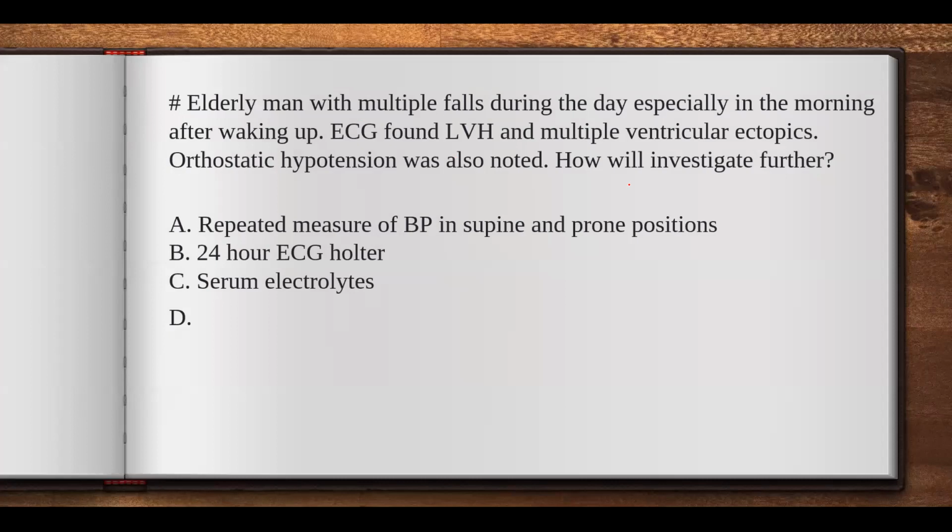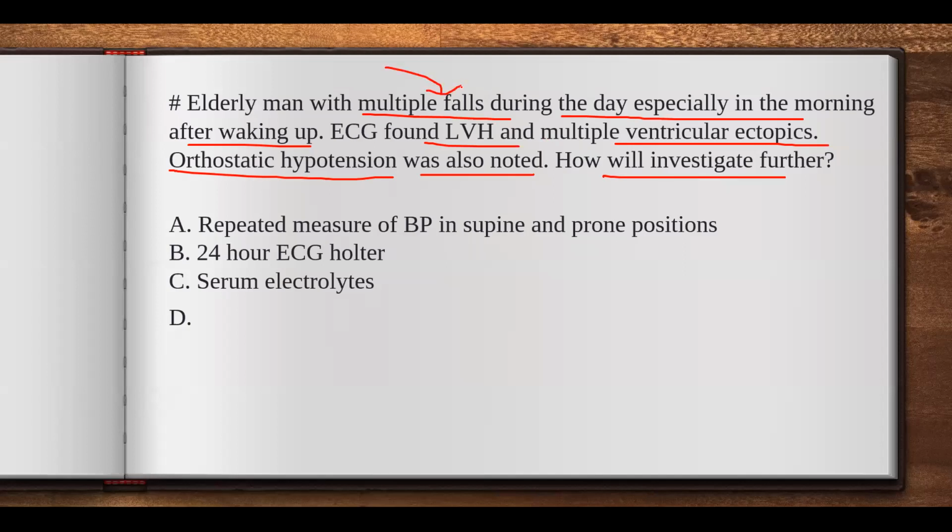Next question. So you have got an elderly patient having multiple falls during the day, especially in the morning after waking up. ECG found left ventricular hypertrophy and multiple ventricular ectopics. Orthostatic hypotension was also noted. Orthostatic and postural hypotension is the same. How will you investigate further? So this patient having multiple falls, it's an elderly patient. Falls can happen due to a lot of reasons, can be cardiogenic, can be neurogenic, and a lot of other reasons. One of the reasons is postural hypotension also.